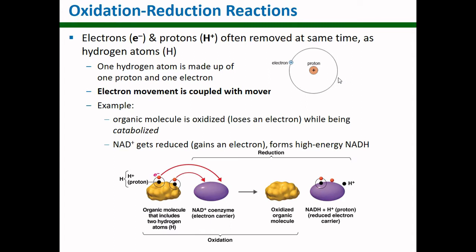So here's a great example of moving an electron and a proton at the same time. When we have an organic molecule like glucose that is oxidized, while it's being broken down, meaning it loses an electron, you have something like NAD, which gets reduced and gains an electron. Its chemical formula goes from NAD to NADH. That H is an entire hydrogen atom, but it is an electron and the proton that goes with it.